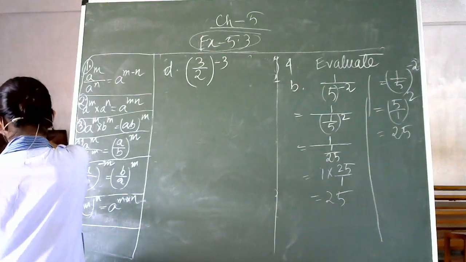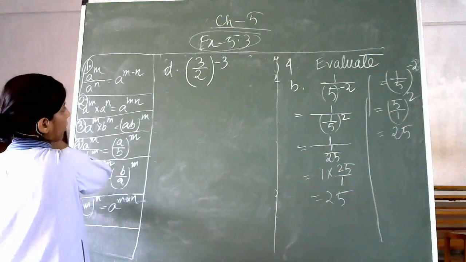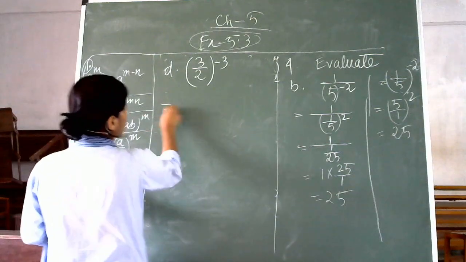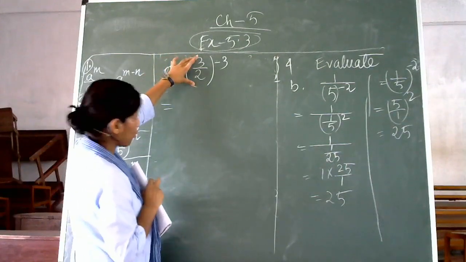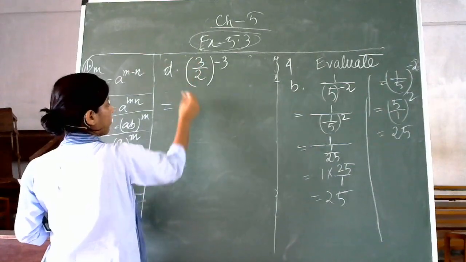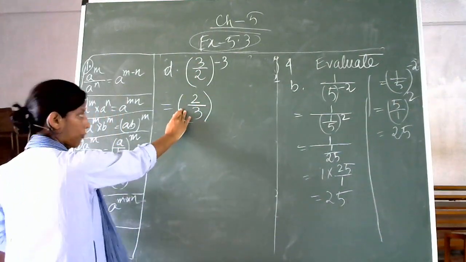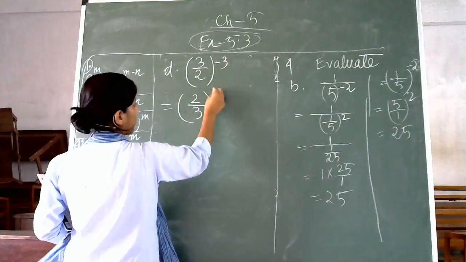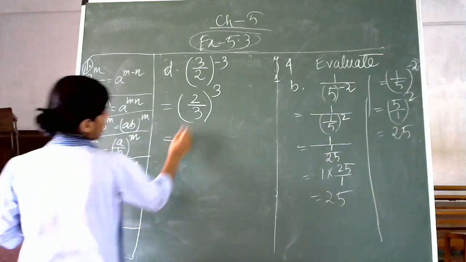Okay, next you see, I'm doing number D. So it's 3 by 2 whole to the power minus 3. So how do you deal with this? 3 by 2 whole to the power minus 3. What's the number inside? 3 by 2. Since it's minus, I have to write the reciprocal. So the reciprocal of 3 by 2 is 2 by 3, right? Since I've written the reciprocal over here, I'm done with the minus. So only 3. So this one is easy.